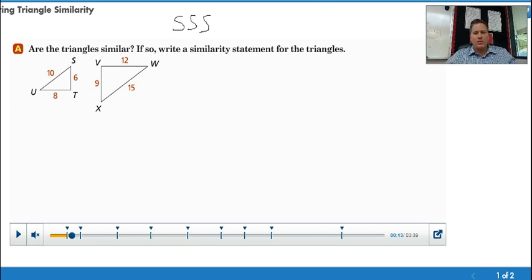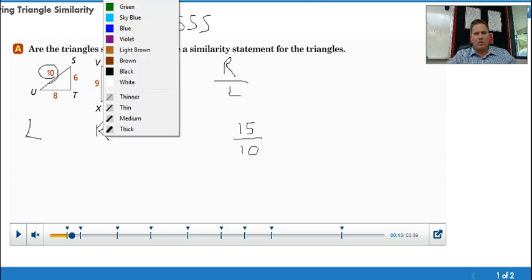So the way I'm going to do that is I'm going to take the largest one. So the largest one right here is 15, and the largest one over here is 10. So I'm going to say this is my left, and this is my right. And on each of these, I'm going to put the right over the left. It doesn't really matter which way, I just have to be consistent. So this first one right here is going to be 15 over 10.